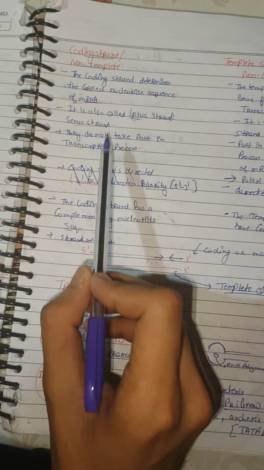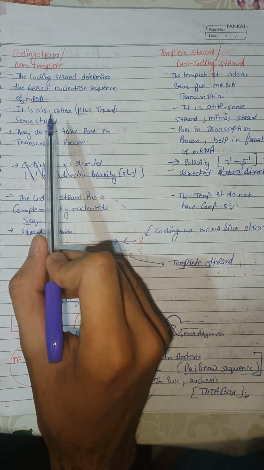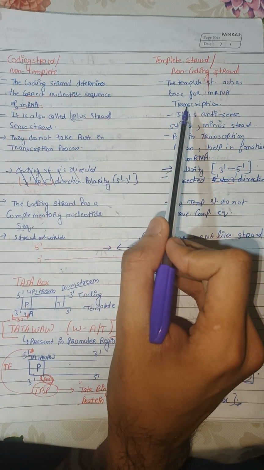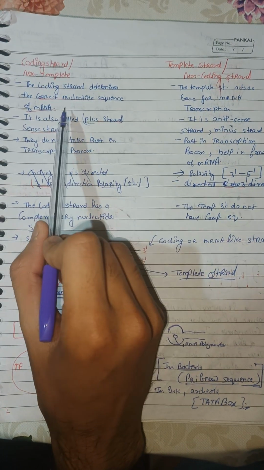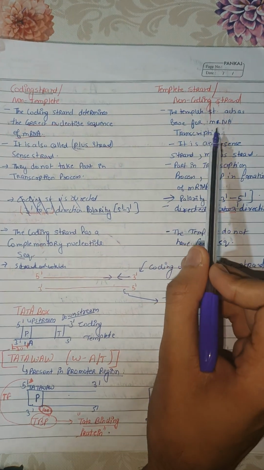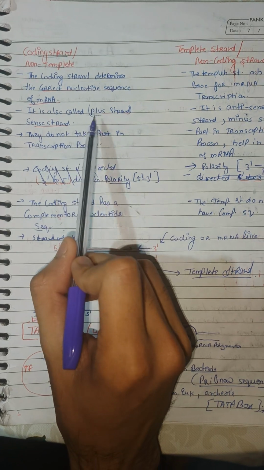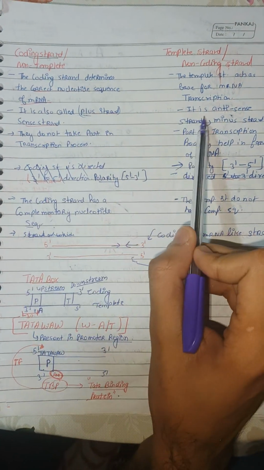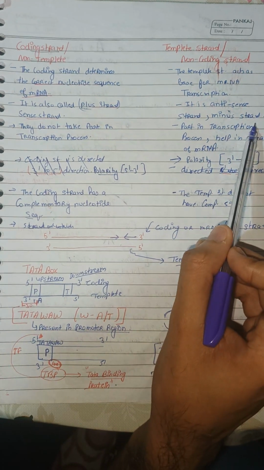Here's the difference between the coding strand and the non-coding strand. The coding strand is also called non-template, whereas the non-coding strand is also called the template strand. The coding strand determines the correct nucleotide sequence of mRNA, whereas the non-coding strand acts as the base for mRNA in transcription. The coding strand is also known as the plus strand or sense strand, whereas the non-coding strand is also known as the anti-sense strand and minus strand.